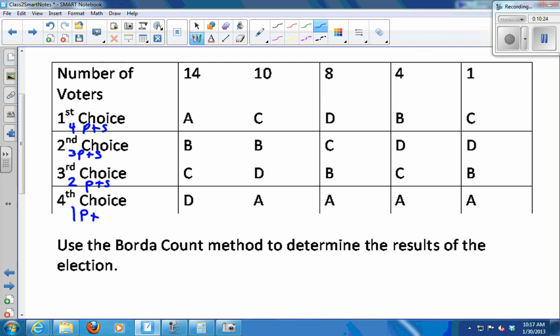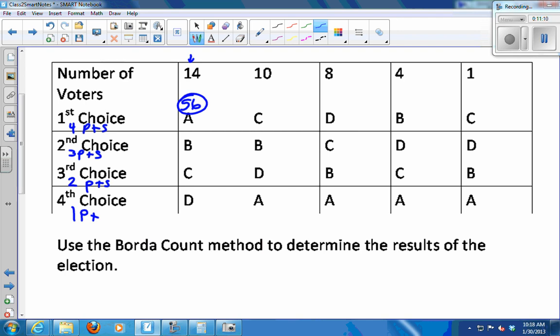From this stack of 14 ballots, how many points should go to A? You get 4 points every time a single person puts you in first place, so you just multiply 14 times 4. Every person that puts you in first place is giving you 4 points. So 4 points times 14 people is 56 points. We'll put a little 56 right there.